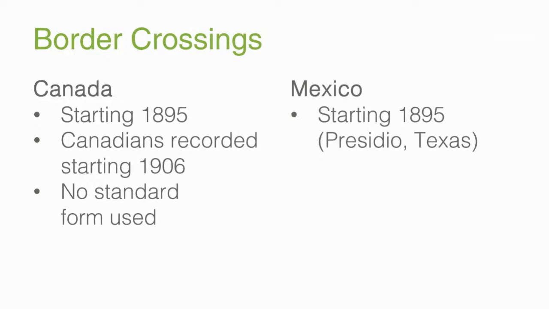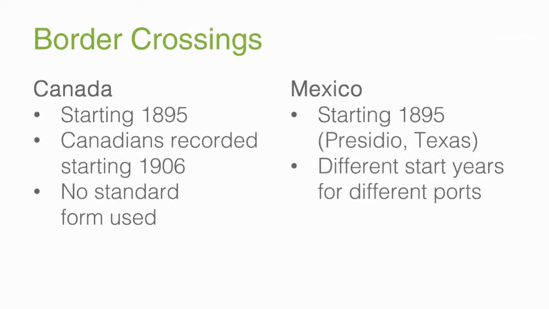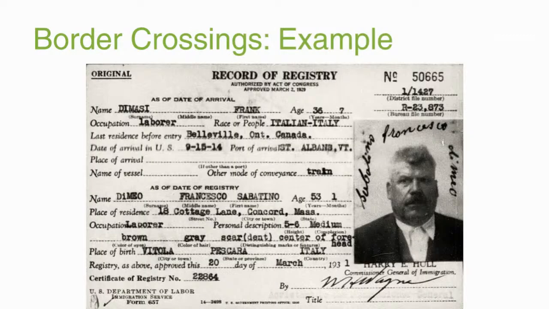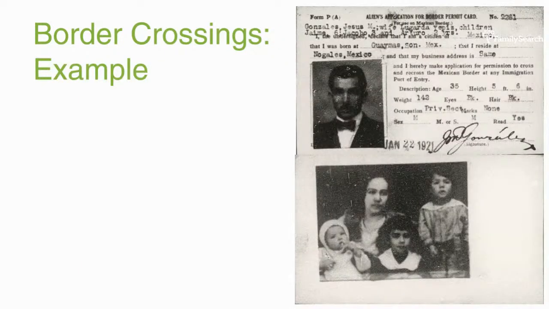Mexico's the same way. Their first border station opened in 1895 in Presidio, Texas. Same as Canada, you'll get different start dates, and again, no standard forms used. So here's an example of a Canadian border crossing. This is actually recorded a little bit later. There was a change in naturalization in the 1920s, but here we get that this person who's now going by Frank de Masi was originally Francesco de Meo, and you get a lot of other great information, including his town of birth in Italy.